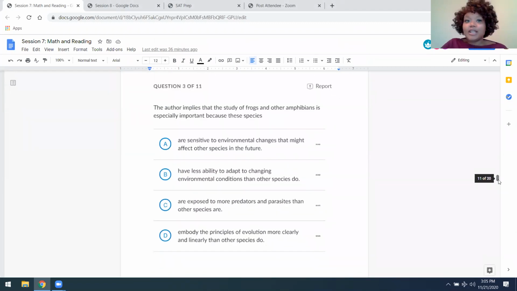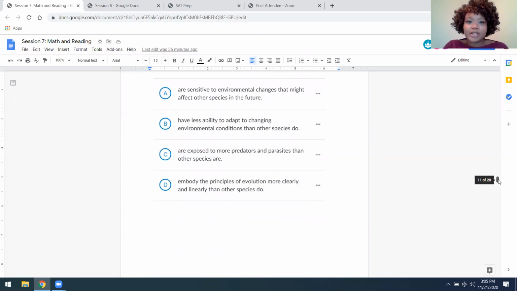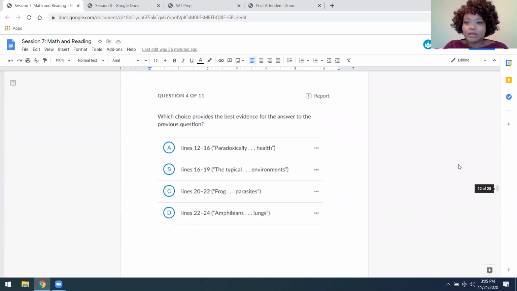Okay, so number 3, we also covered last week. Number 3 is A as well. These species are sensitive to environmental changes that might affect other species in the future. I won't go over it this time, because if you want to hang back and you have questions, I can help you answer them. Okay, 4 is A, lines 12 through 16.